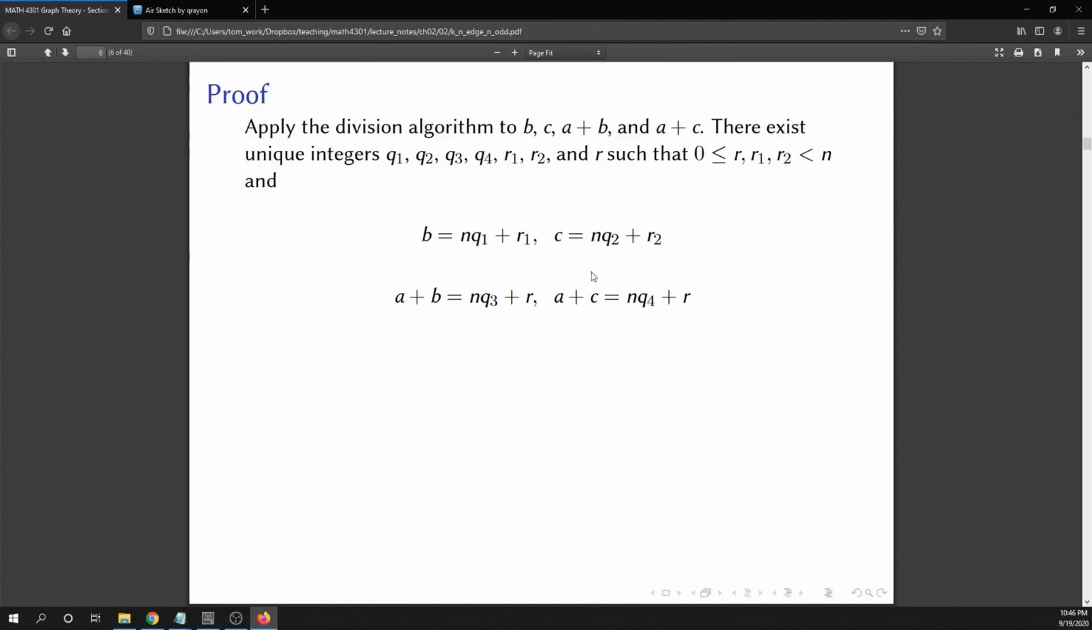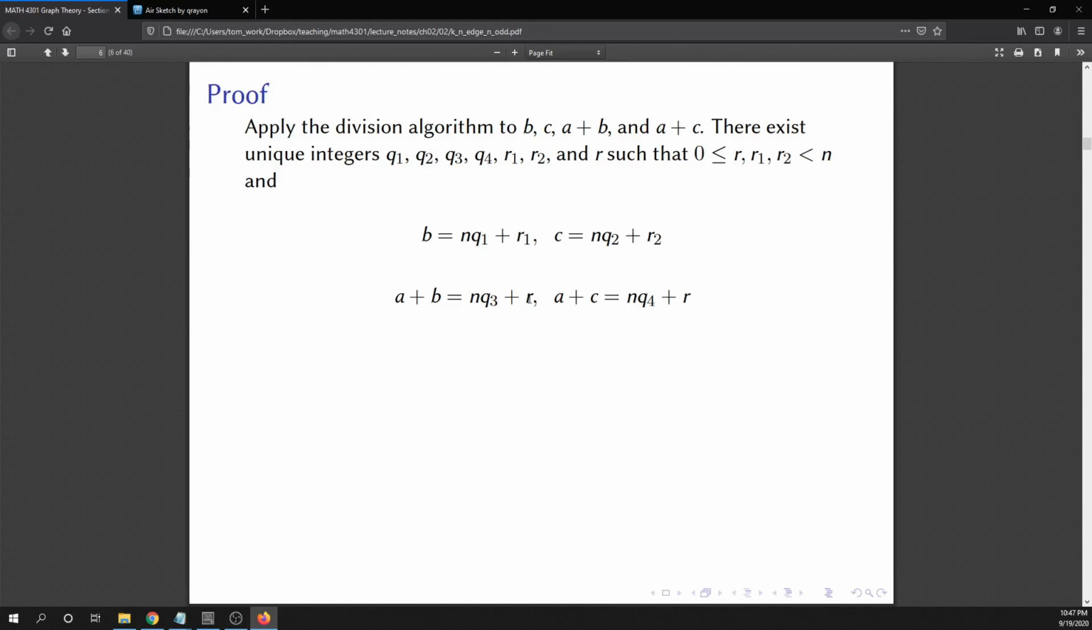Okay. All right, next up is A plus B. So again, we divide by n, and using the division algorithm, we get that it's n times q3 plus some remainder R. And you might say, well, why didn't you use r3 there? But we'll talk about that in a second. Then I do the same thing for A plus C. I use the division algorithm to write it as n times some integer, q4, plus the remainder. When I use R here and R here, I am implying that it's the same remainder.